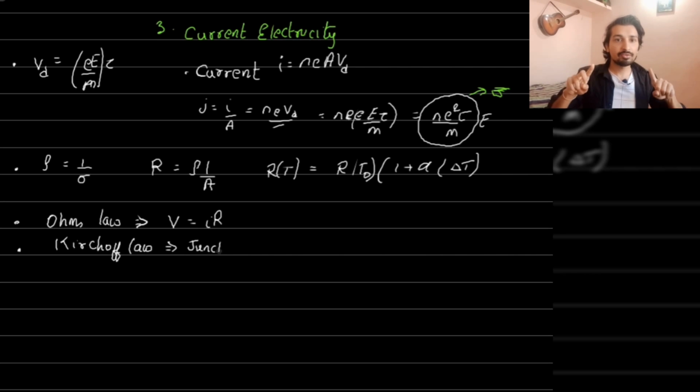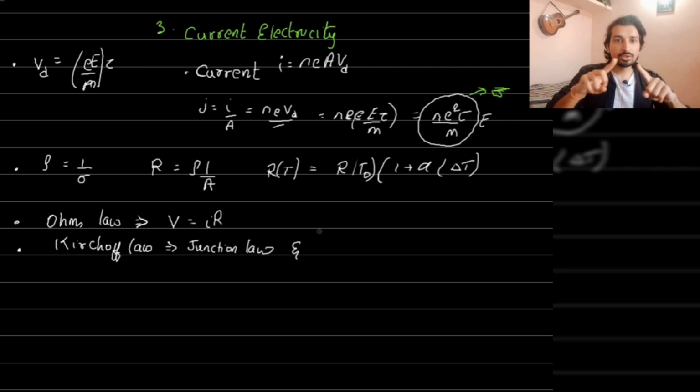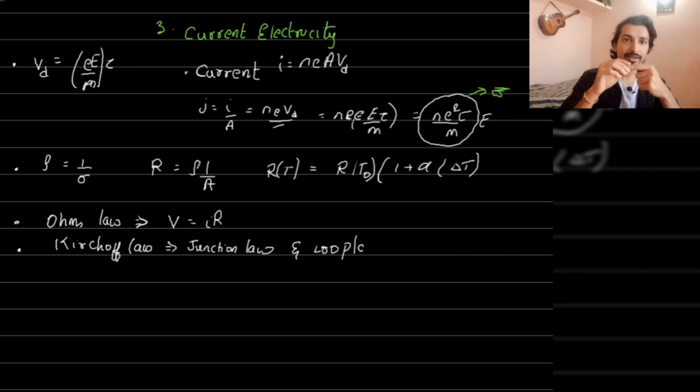So if current is entering from two wires, from the other 2 wires current will be leaving. So what is the total current entering? That will be the total current leaving. And if current is coming through one wire and there are 3 wires attached at the node, then the total current leaving through the 3 wires equals the current that was entering. So current entering is equal to current leaving. That's what the junction law tells you.